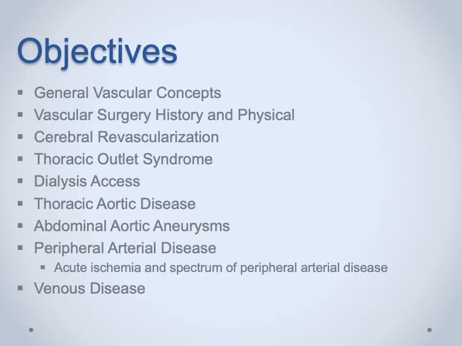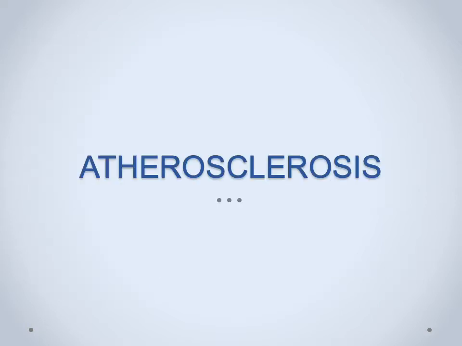We will be going through the general vascular concepts as well as how to take an adequate surgical history and physical, and then we'll be working head to toe in the discussion of arterial disease, and last but not least, we will be discussing venous disease. So first, let's get started on the basic pathophysiology of progressive vascular disease.